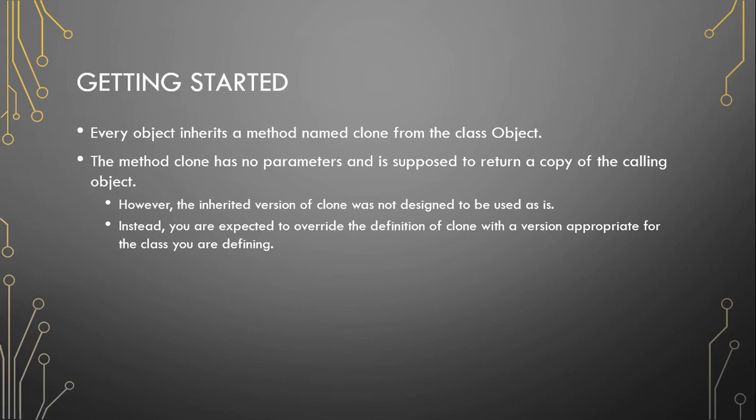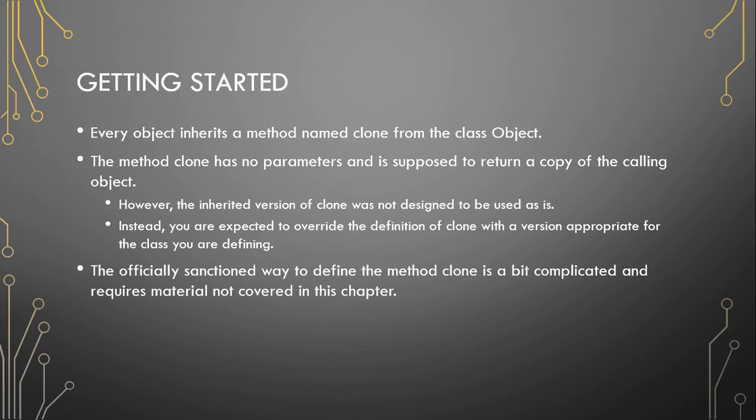However, the inherited version of clone was not really designed to be used as it is. Instead, you're expected to override the definition of clone with the version appropriate for the class you're defining. So you can't just say clone, because otherwise it tries to use the Object version. Instead, you have to redefine it every time you want to use it. You can't just use it. It's like our toString and equals methods; a lot of times we override those. A similar thing goes on here.